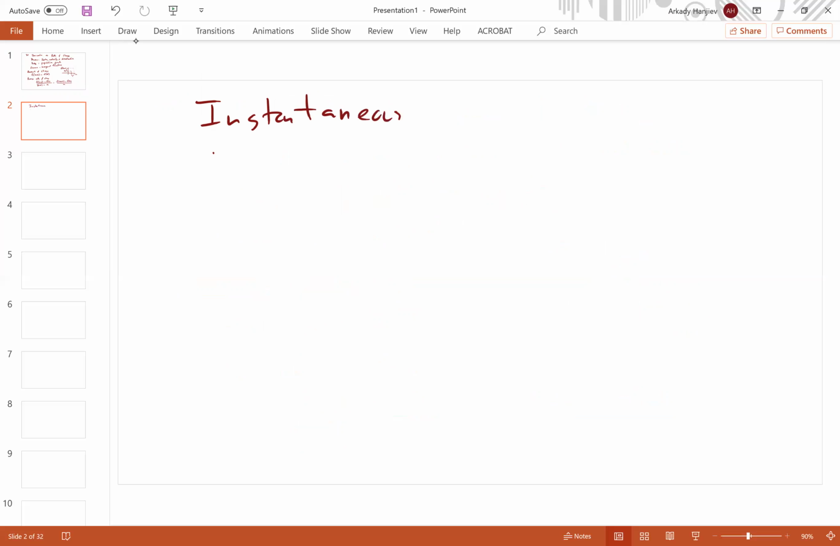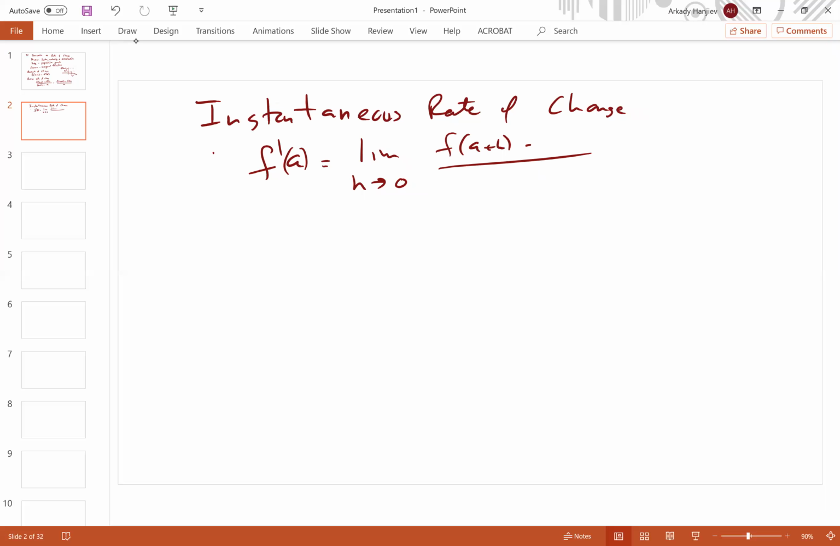Instantaneous rate of change. And that one's going to be our limit function here. That's the derivative, right? So instantaneous rate of change is going to be the limit as h goes to 0 of, that's what calculus is based upon right over here. That's cool.